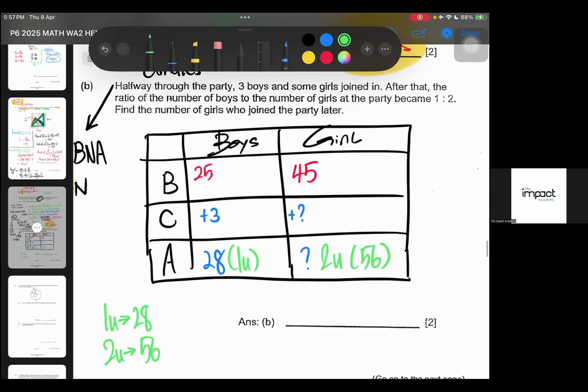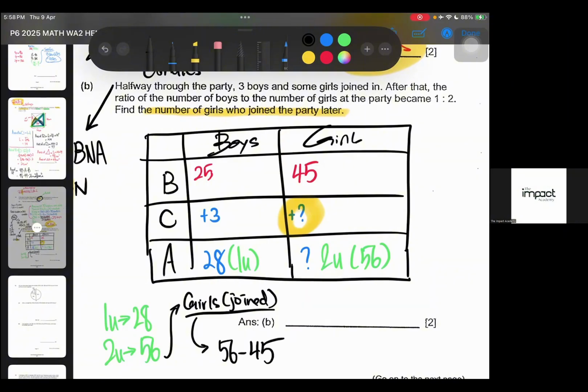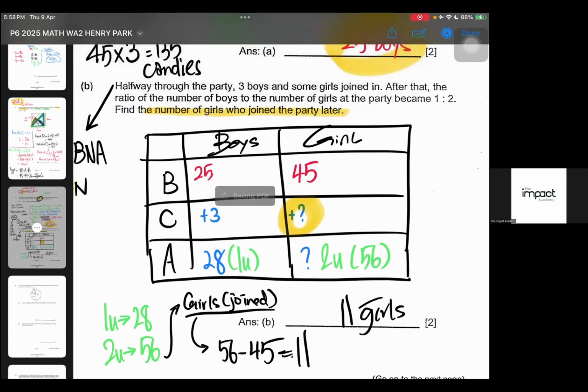Now the question is asking me to find the number of girls who join the party later, which means this question mark. To find this question mark, what do I have to do? Very simple. I will just have to find the girls that join. Over here, I will basically say 56 minus 45. We get an answer of 11. Over here, what is it? It will be 11 girls who join the party later.